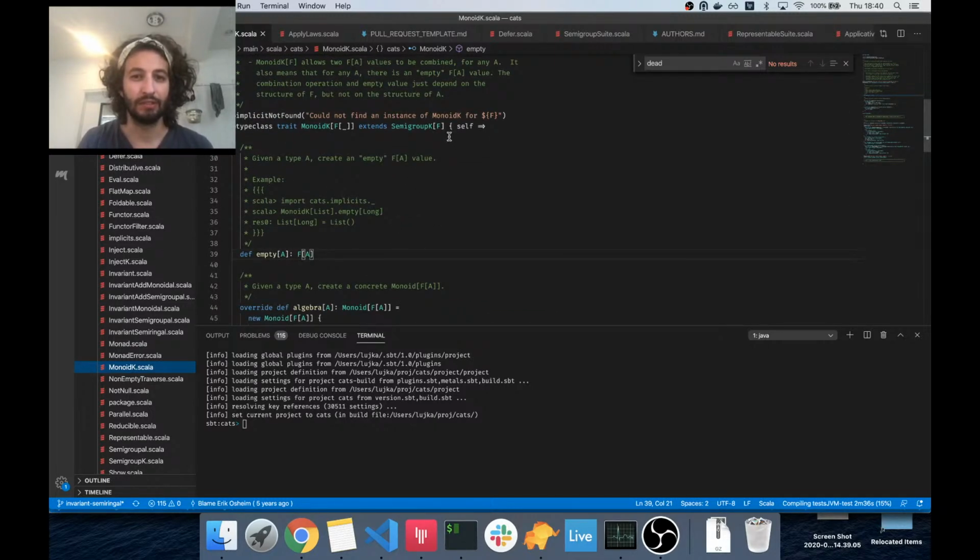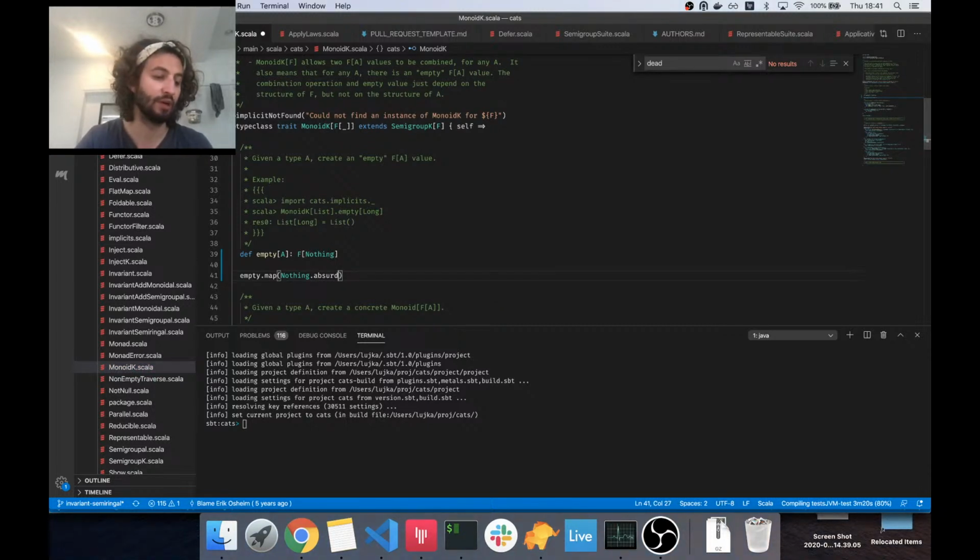Okay, so what we would like to do is to have this extend invariant add monoidal. But the problem there is, of course, that semigroup K itself is not a functor, even though I think there's almost no semigroup K or monoid K that are actually not covariant. This is because empty for all A's, for covariant types, is the same as saying nothing. If you have an F of nothing, you can just call map on it and do nothing.absurd, and that gives you any type, right? So you can turn nothing into any type.